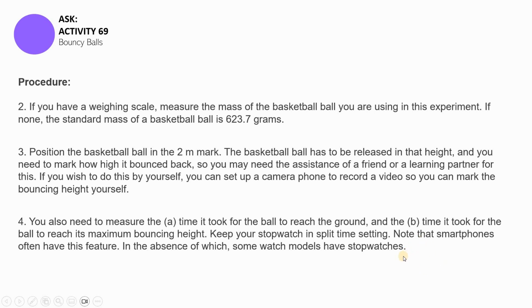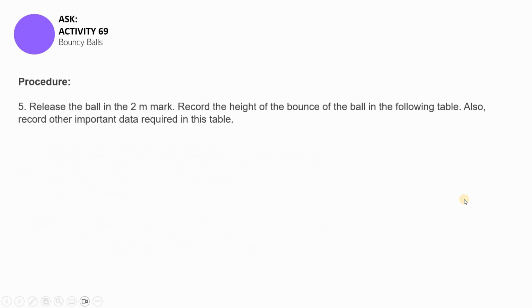Okay, I hope that you're setting it up right now. Now you have to take note that smartphones often have this feature. In the absence of a stopwatch that can do split timing, some watch models have stopwatches, so maybe you can use that too. Now, the fifth step is you have to release the ball at the 2-meter mark.